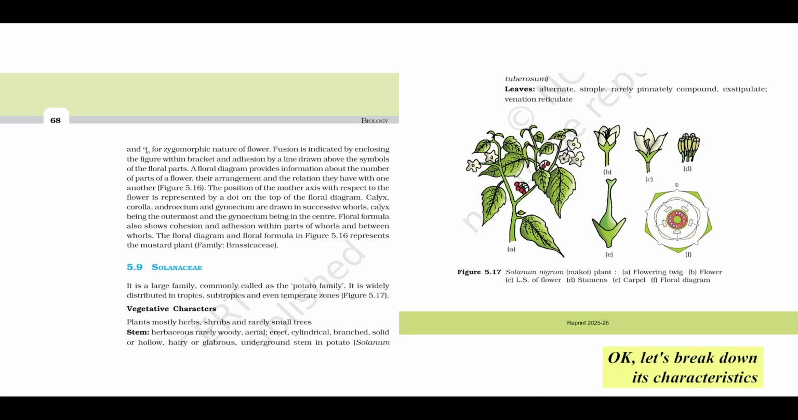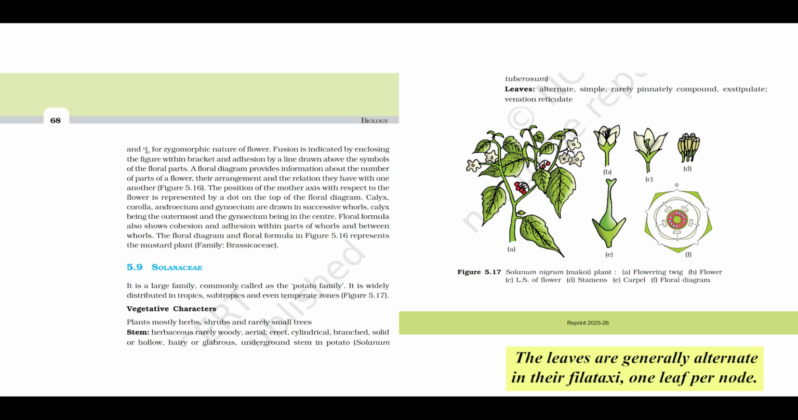Okay, let's break down its characteristics systematically, just like a formal description. First, the 10.2 vegetative characters. The plants in this family are mostly herbs, non-woody. Some are shrubs, and rarely do you find small trees. The stem is typically herbaceous, though it could be woody in shrubs, usually aerial, erect, cylindrical, often branched, and can be solid or hollow inside. The surface might be hairy, pubescent, or glabrous. And a very important modification we must mention again is the presence of an underground stem tuber in potato, Solanum tuberosum, specifically adapted for food storage.